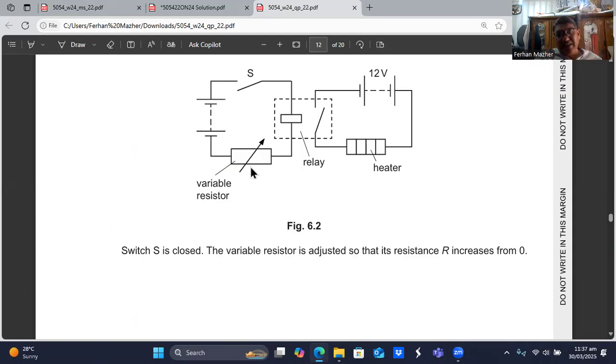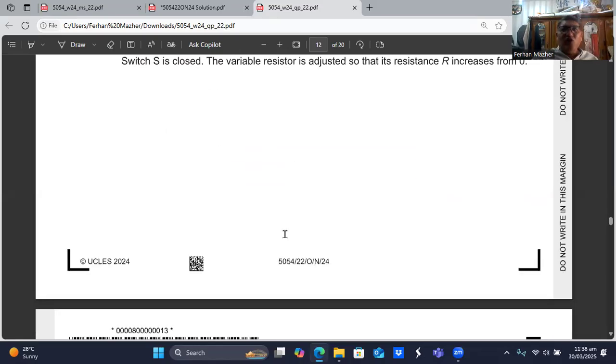But as you increase the resistance of this variable resistor, the amount of current coming from this battery passing through this coil will decrease. So this will become a weaker electromagnet. Then it will no longer be able to attract this switch, and this switch will open, and then no more power will be provided to this heater. I hope you understand.